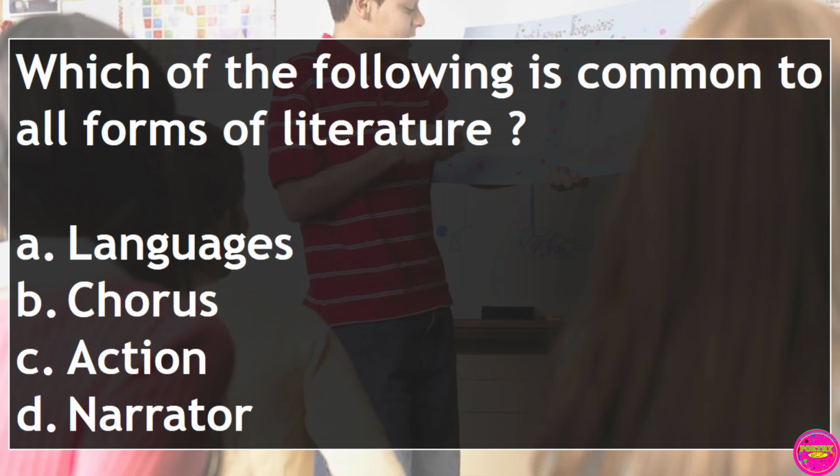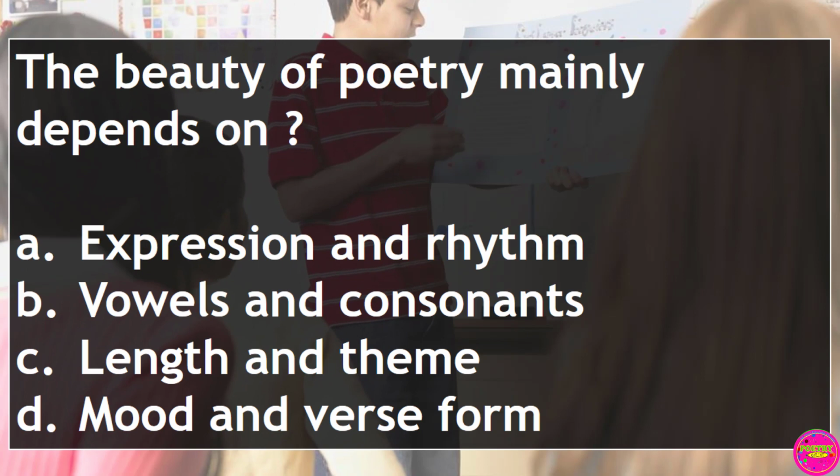Which of the following is common to all forms of literature? A. Languages. B. Chorus. C. Action. D. Narrator. The correct answer to this question is A. Languages.